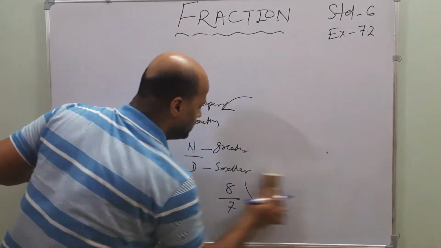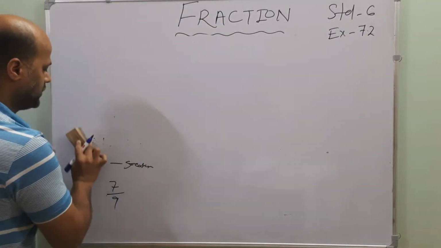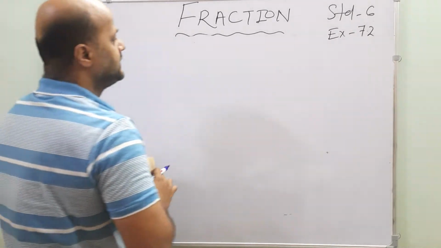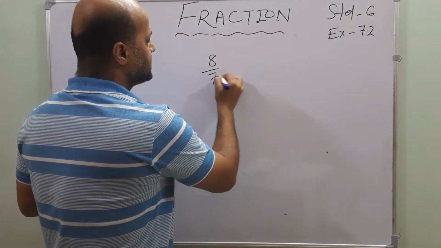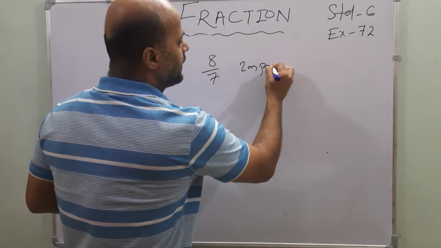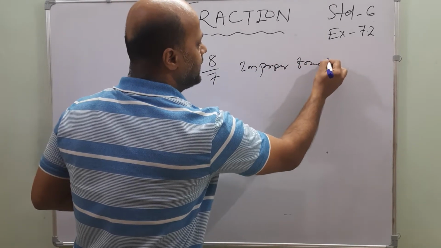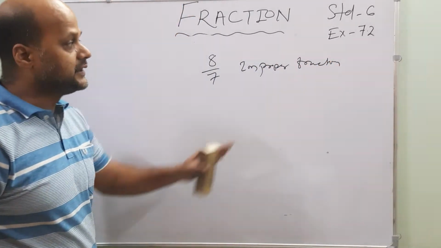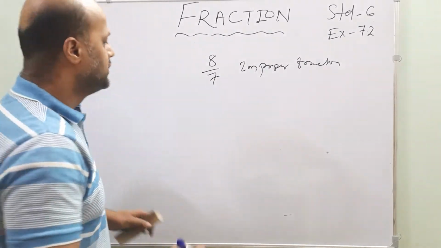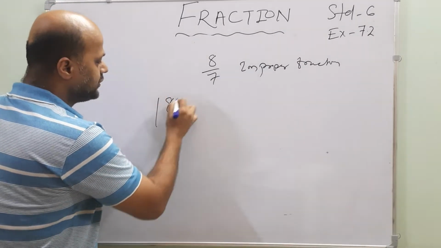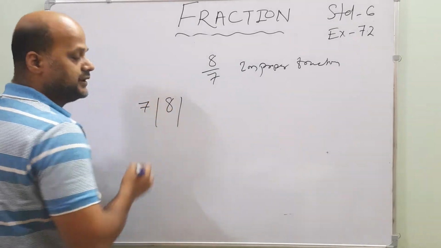So take an example of your case. Let's take 8 by 7. 8 by 7 is an improper fraction. Yes or no, my dear friends? So how to convert this improper fraction into a mixed fraction? What do you have to do? You have to divide the numerator by the denominator.